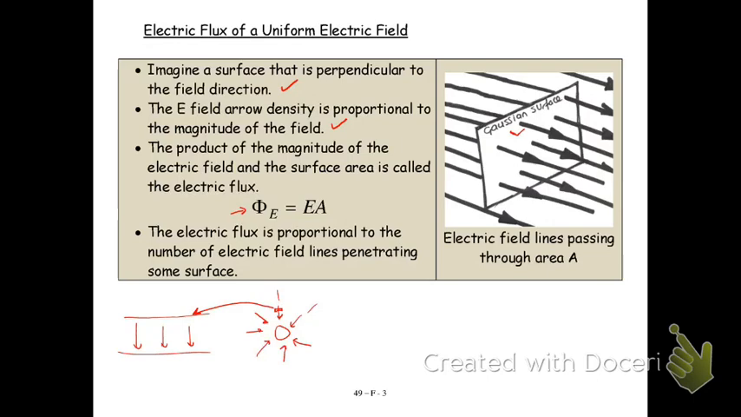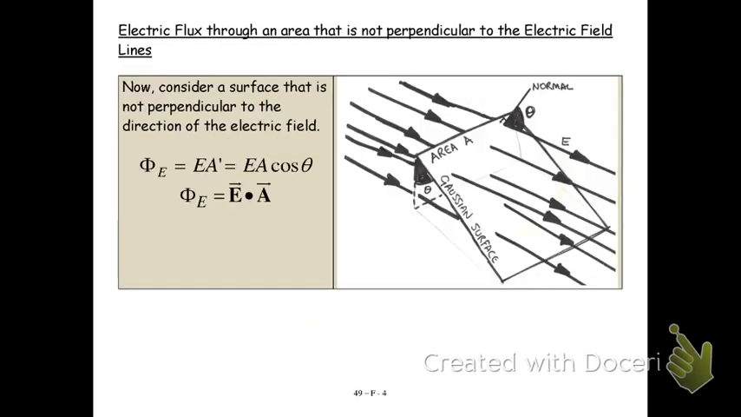So basically, phi, which is flux, is equal to the electric field strength in newtons per coulomb times the area in square meters. So it's newton square meters per coulomb. Electric flux is proportional to the number of electric field lines penetrating some surface. Just bear with me, it's going to get very useful.